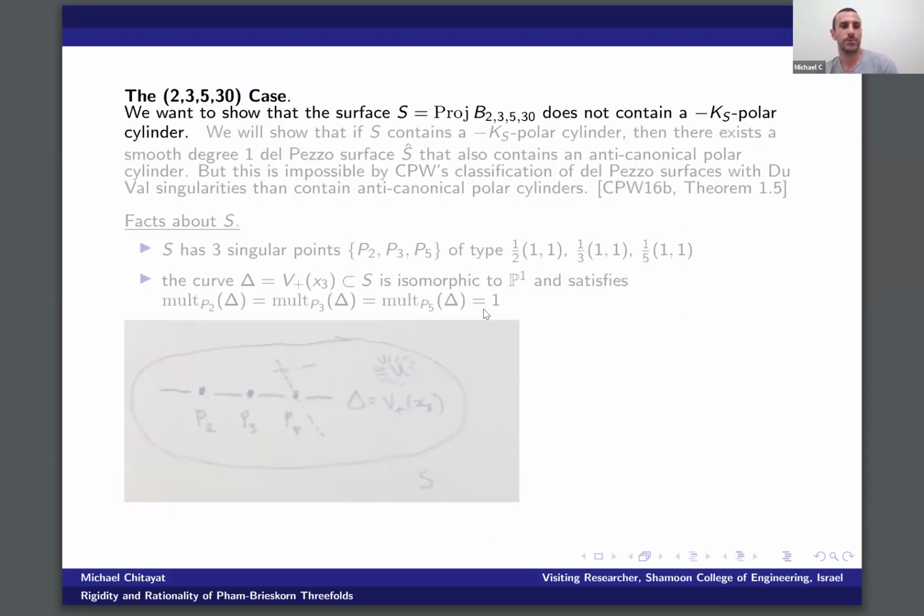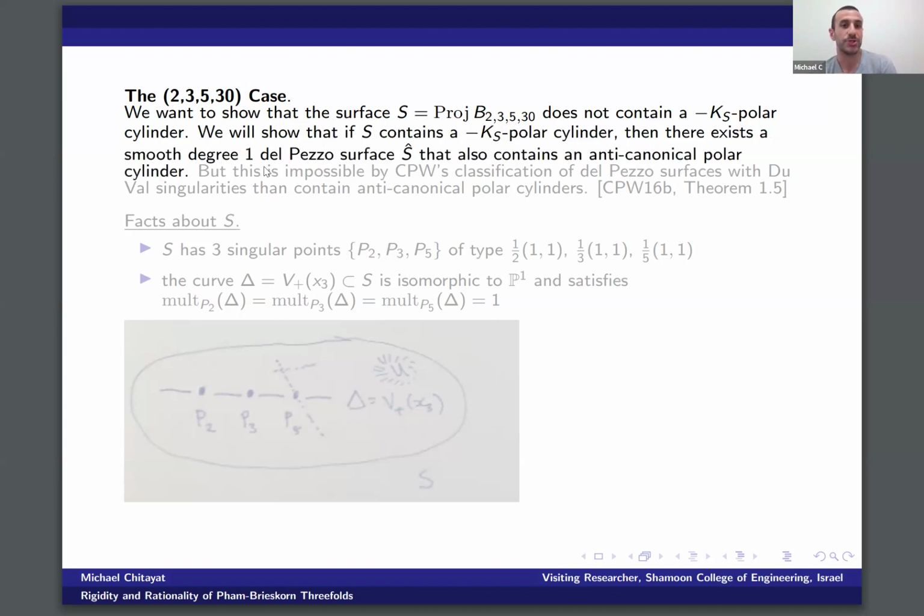So I will talk about the 23530 case. The ideas are similar for the 23412 case, and just to not have to do the same thing twice, I will show you the 23530 case. So we want to show that this surface doesn't contain an anti-canonical polar cylinder.